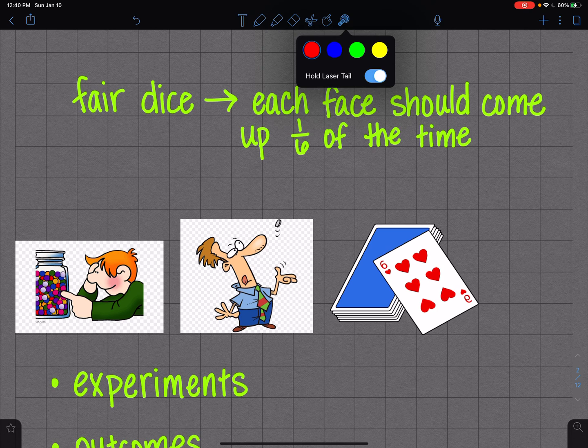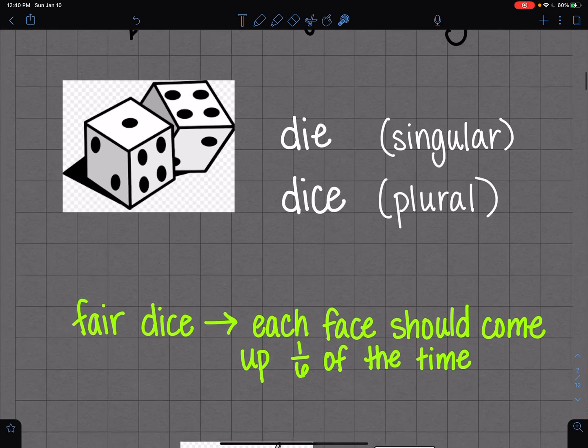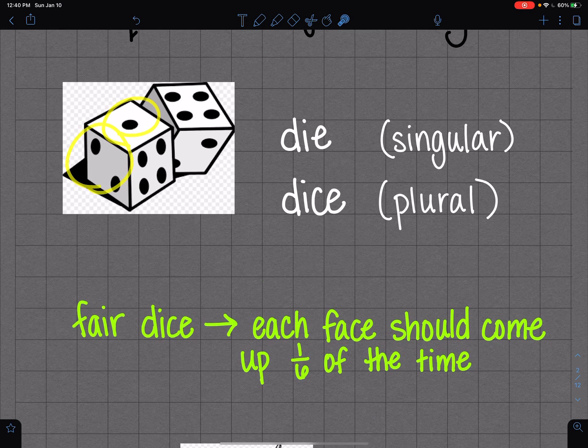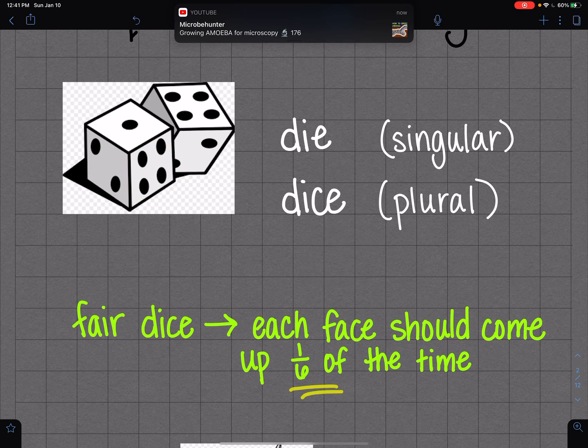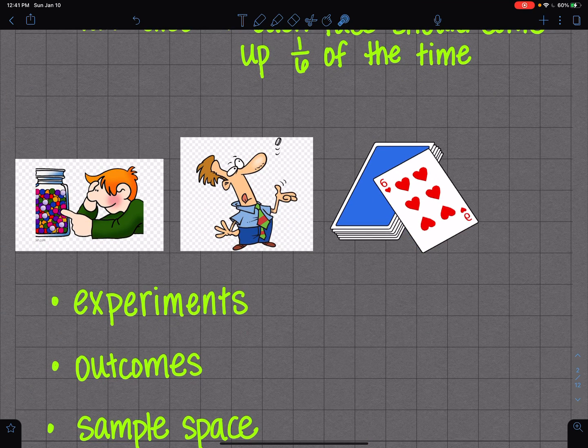So in a fair die, for example, each face should come up 1/6 of the time because, as you know, you can get the number 1, you can get the number 2, all the way up to 6. So what's the chance of getting a 4? It's 1 out of 6, okay? So the probability of each face is 1 out of 6. All right.